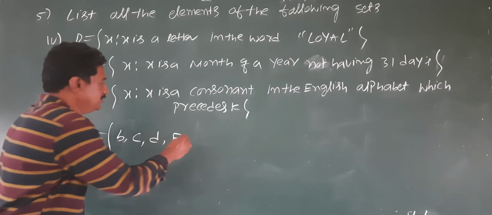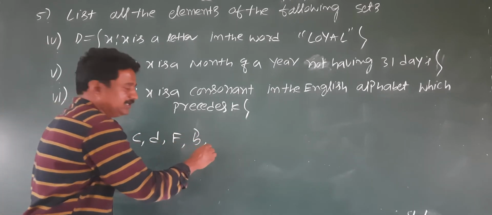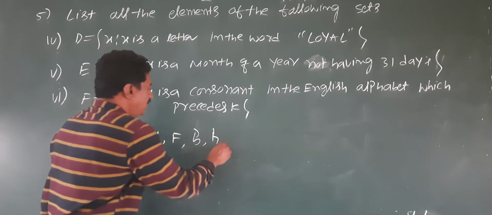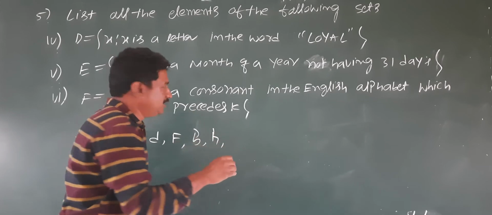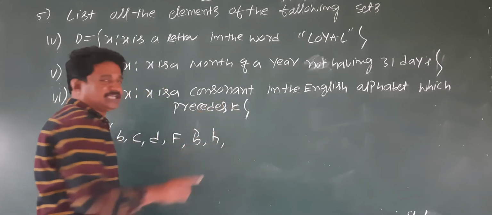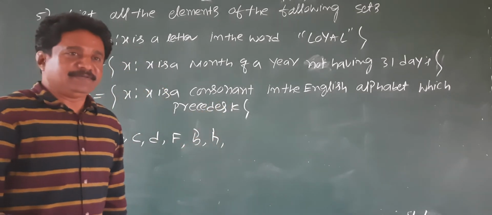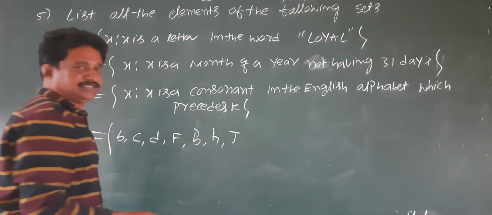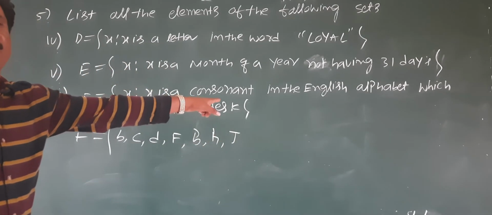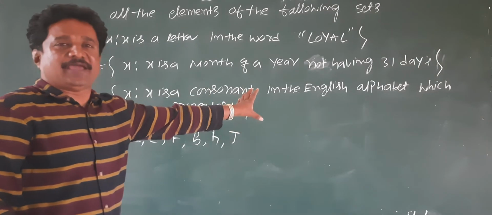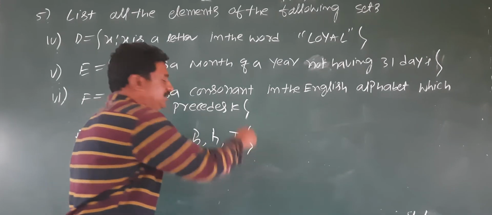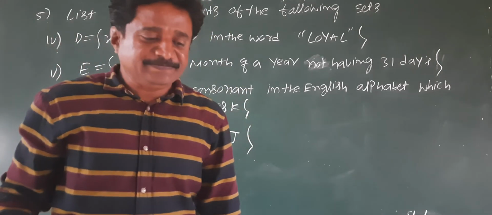E, F, G, H. No, I is a vowel. Next K precedes K. J. You should not take K. We want preceders of K. Preceders means those that come before. So this is the required set. I hope you understood, students.